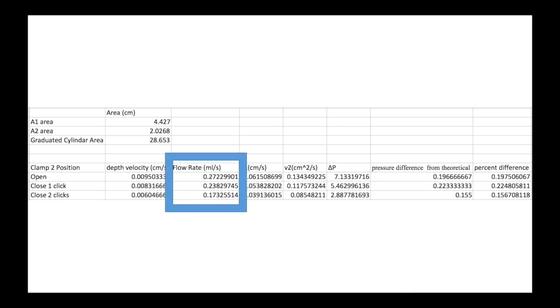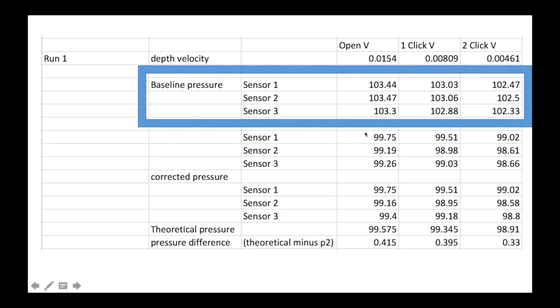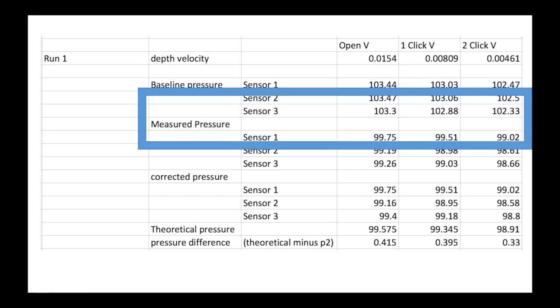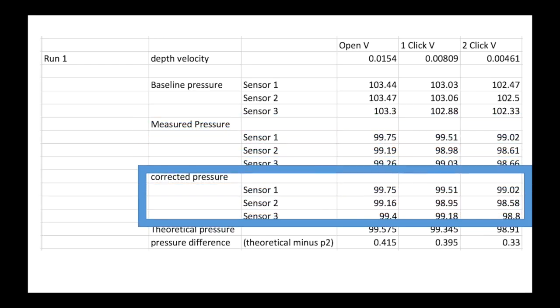Using these areas and the change in depth, we calculated the velocity of the water in the other areas. We measured the pressure before the flow started and called it the baseline pressure. We also took pressure measurements while the water was flowing. We used the baseline pressure combined with the measured pressure to find the actual water pressure.